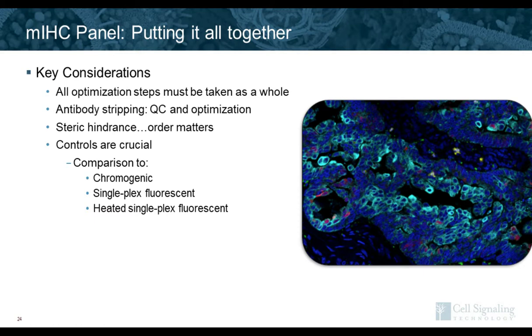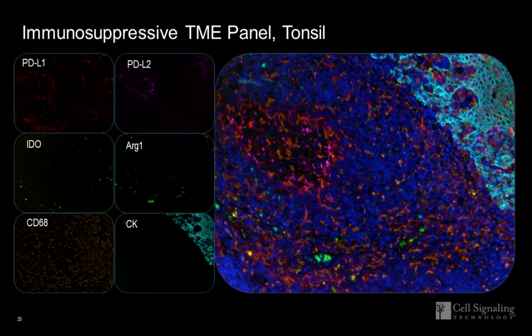As I mentioned, steric hindrance can be an issue, and the order of staining matters. And the key point is that the controls are crucial. It's important to compare to not only chromogenic staining in a single-plex setting, but also the single-plex optimized fluorescent staining and the heated single-plex fluorescent staining, as I mentioned previously.